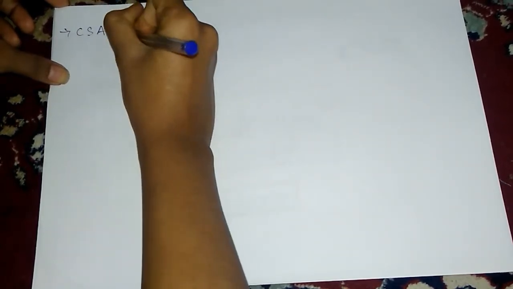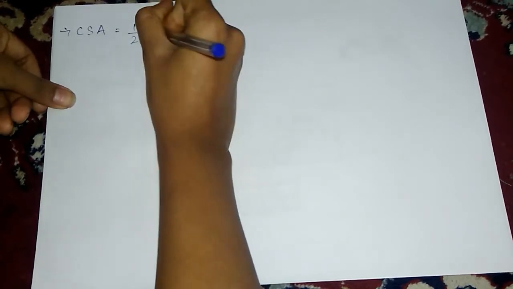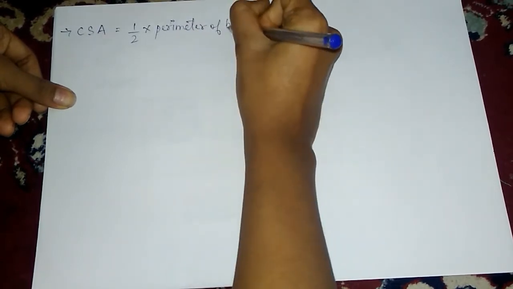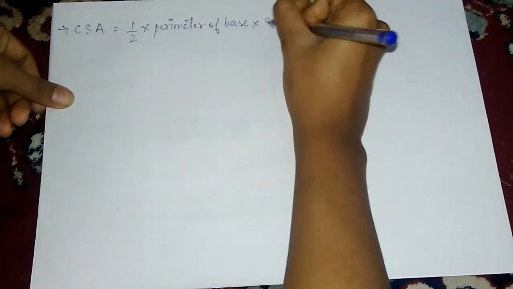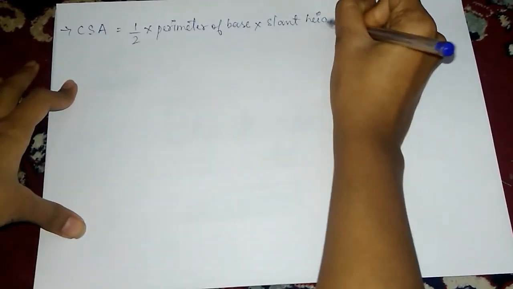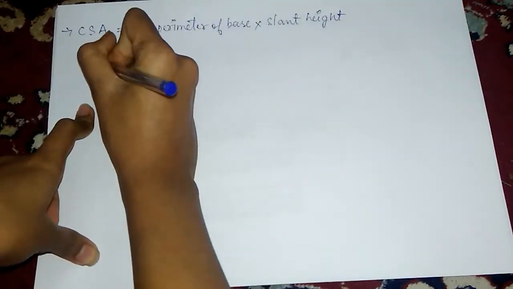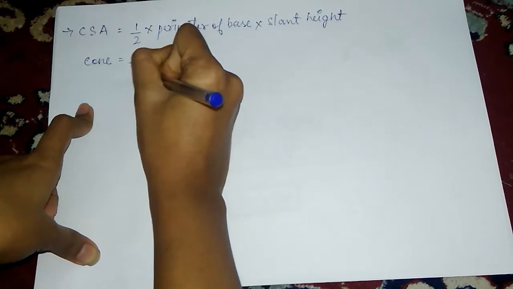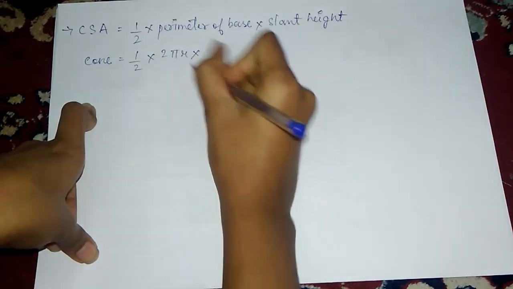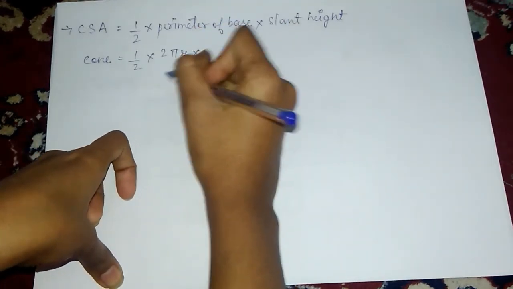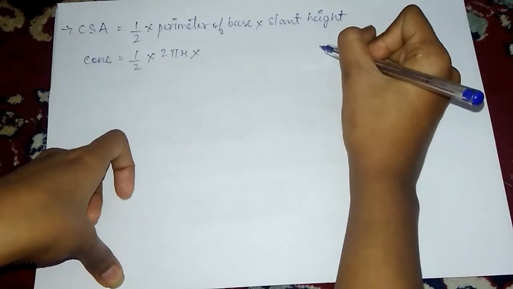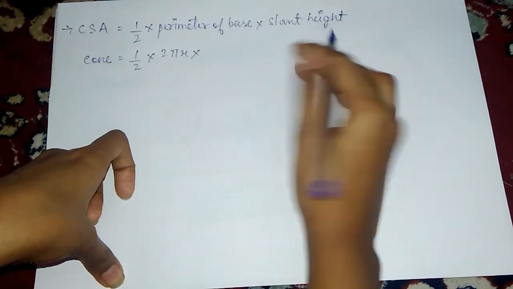I'll write here CSA. The formula for CSA is 1 upon 2 into perimeter of base into slant height. For a cone, it will be 1 upon 2 into perimeter of base, that is a circle, so 2 pi r, into slant height. If in the question only height is given, you have to find the slant height. In that case, Pythagoras theorem will be applied here.